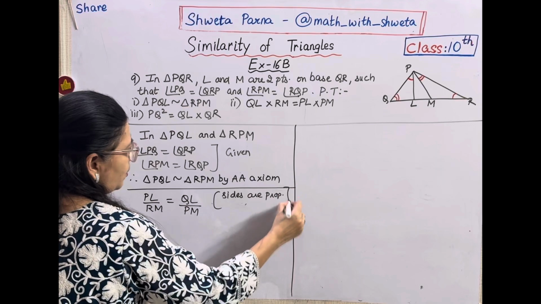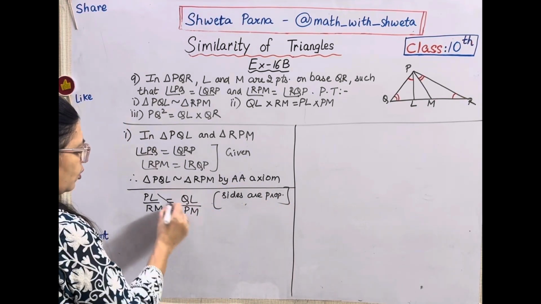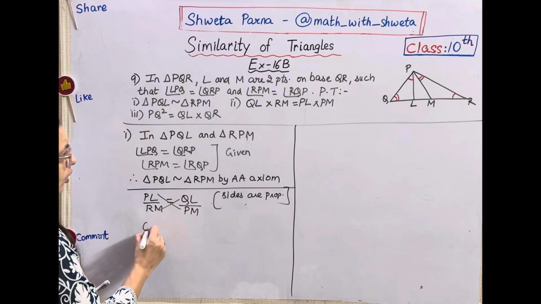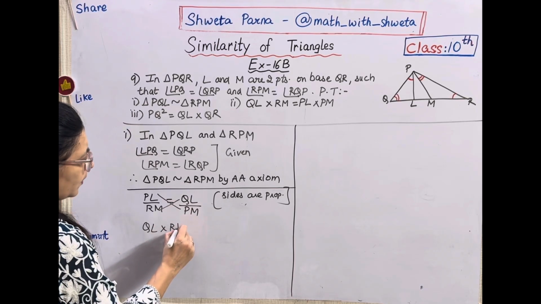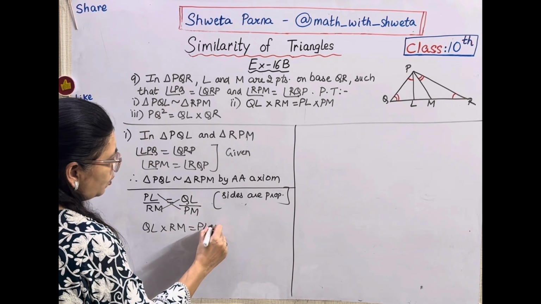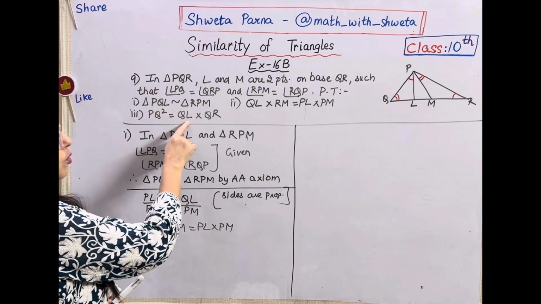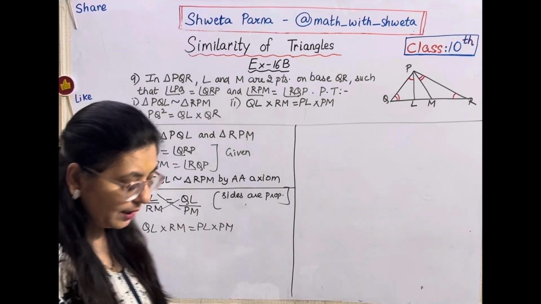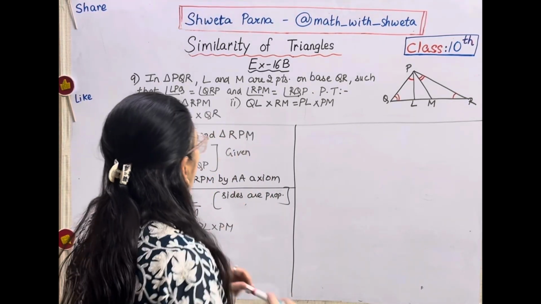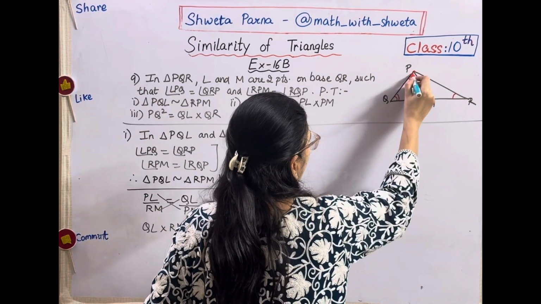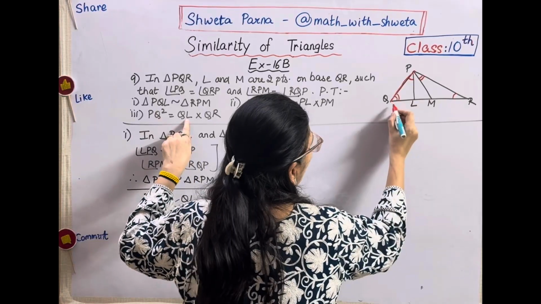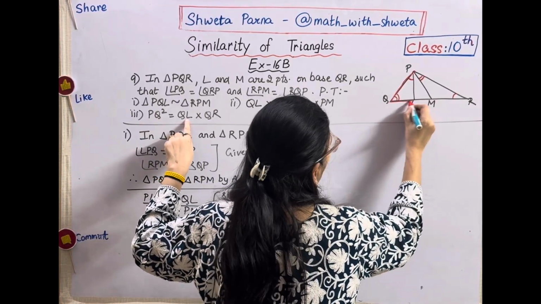Correct? Sides are proportional of similar triangles. So now cross multiply, you will get QL into RM is equal to PL into PM. This is proof. The second subpart. Third one is, you want PQ square is equal to QL. Let's understand how to do this. You want PQ square is equal to QL into QR.